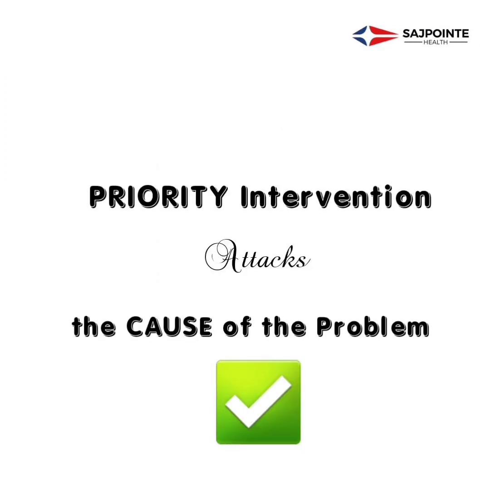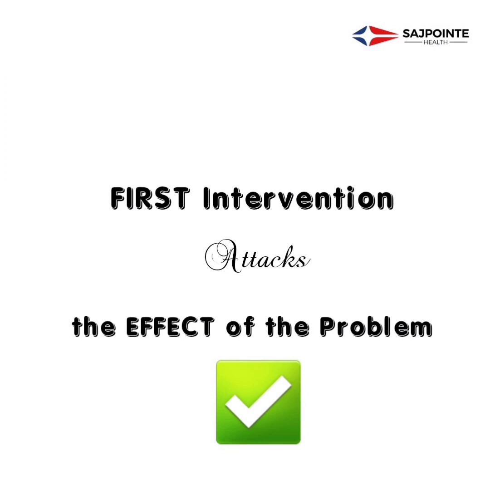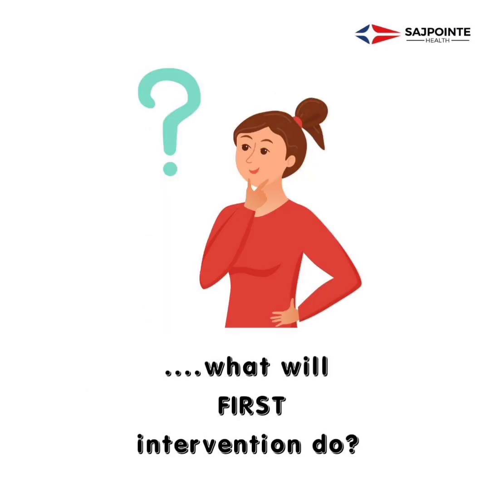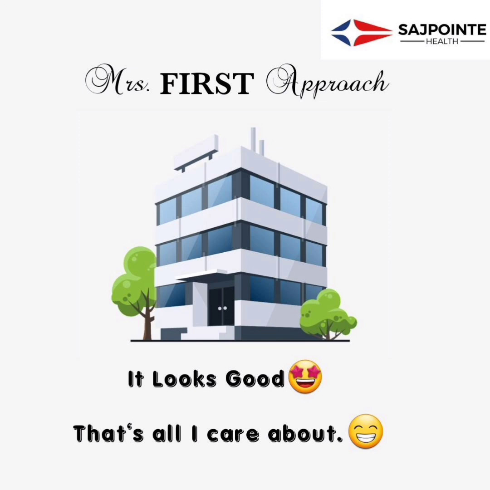Priority intervention deals with the cause of the problem. Now let's go to first intervention. First intervention deals with the effect of the problem. Now looking at this example of a building that has collapsed. First intervention, if given an opportunity to solve the problem, do you know what first intervention would do? First intervention would be like, okay, this block here, oh, it fell off. Can I pick this block up and just put it right back at the spot where it fell off from? And here, it looks beautiful from the outside. Oh, yeah, we solved the problem.